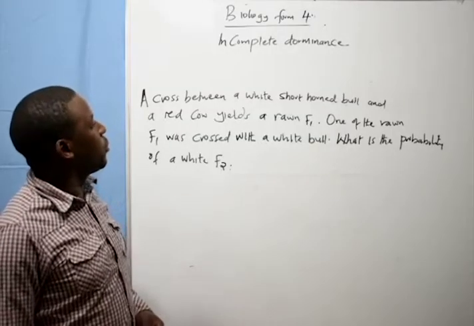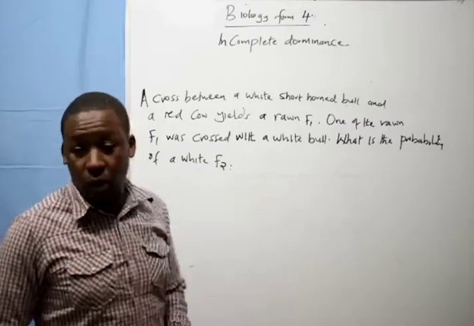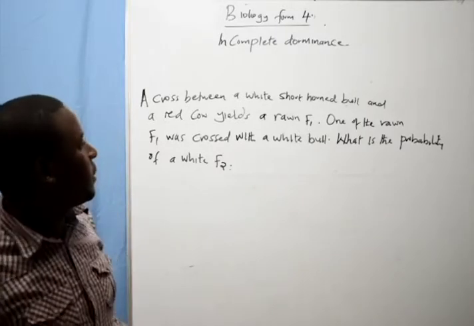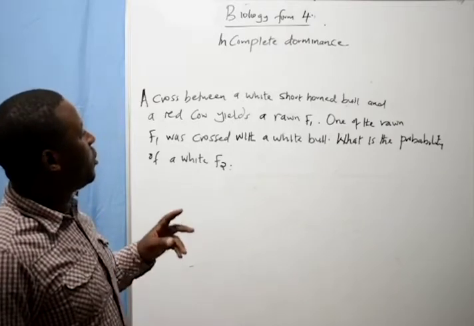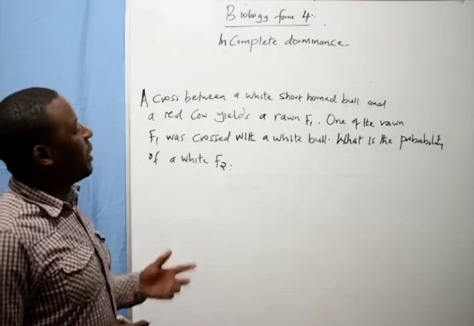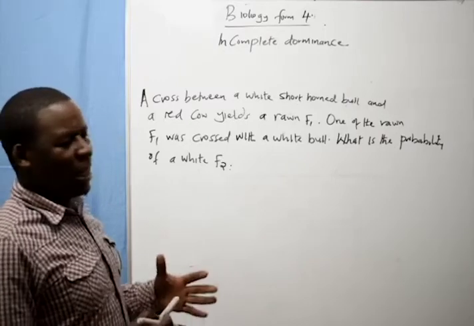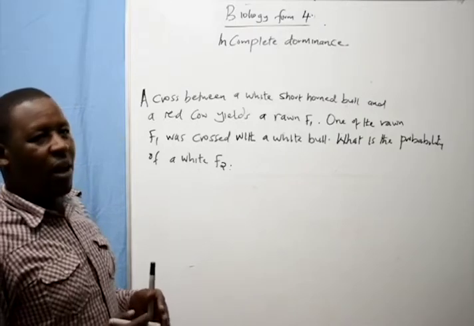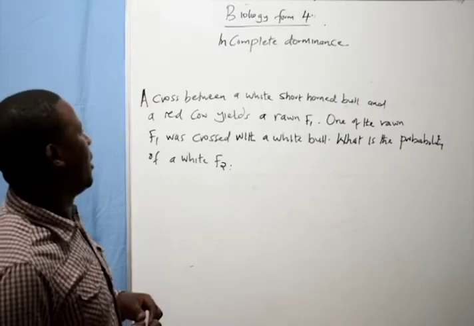Welcome students to our genetic studies. Today we're studying about incomplete dominance. Incomplete dominance is a type of inheritance where the two alleles determining a gene are codominant, meaning none is dominant over the other and none is recessive. So both of them are expressed when in heterozygous state.